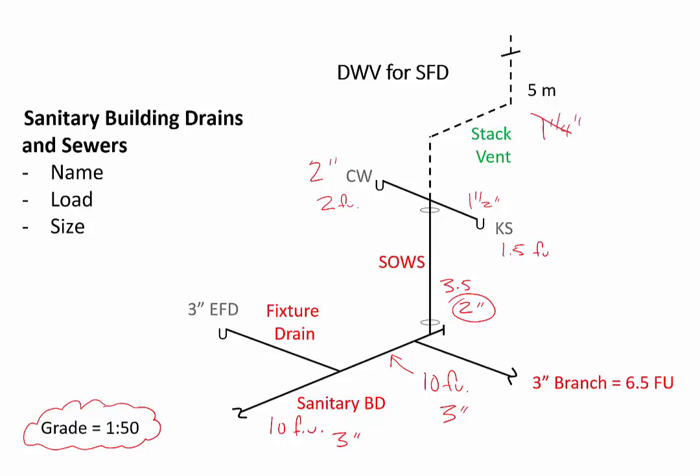But remember, you must always satisfy table 2571 for largest trap served. In this case, the clothes washer trap would require a minimum 1.5 inch vent. So we're going to increase the size of our required stack vent to 1.5 inches to satisfy 2571. All dry vents must satisfy table 2571 at minimum.